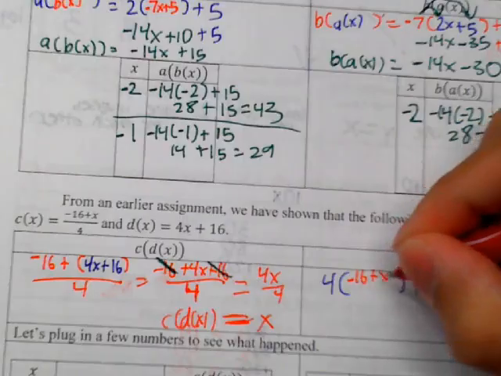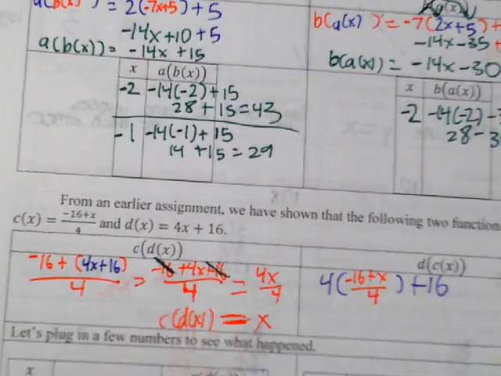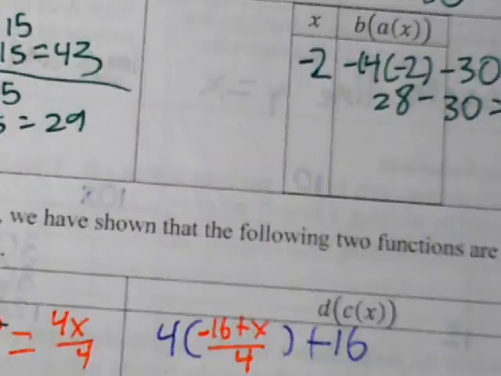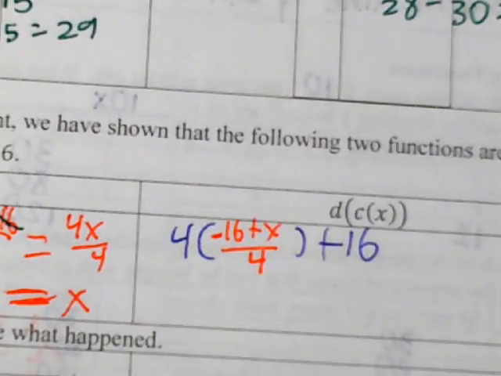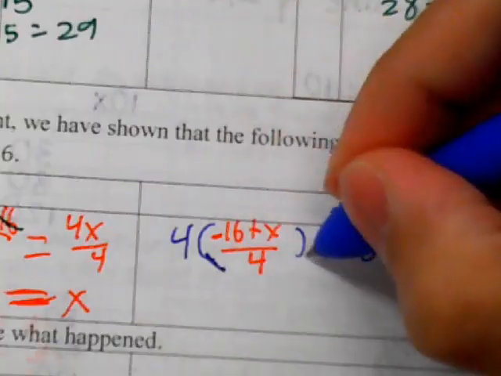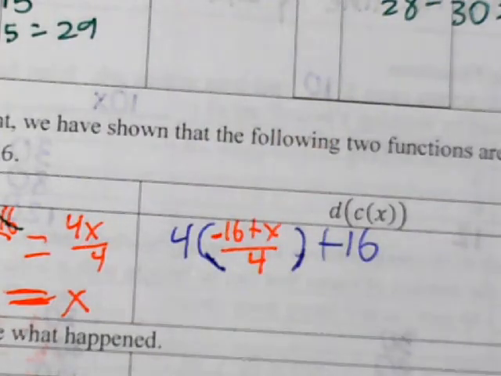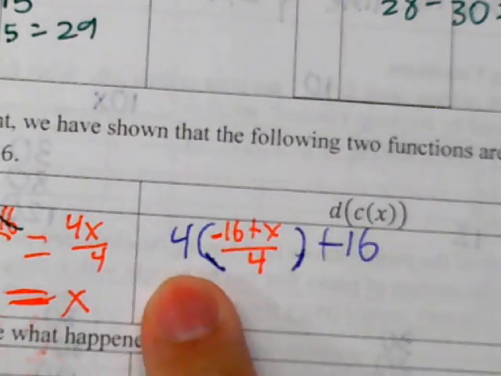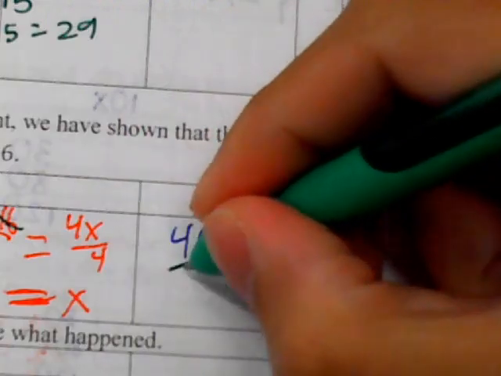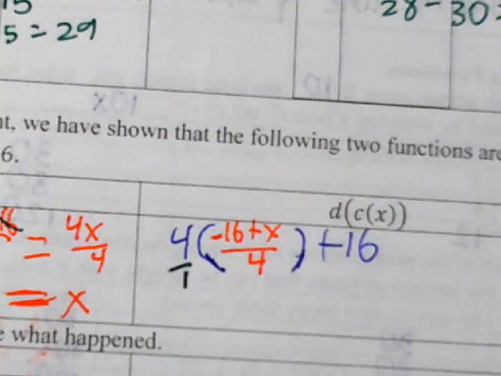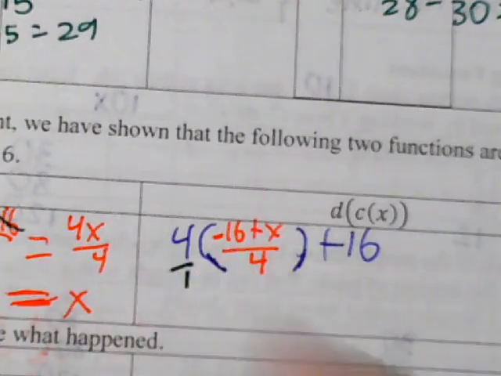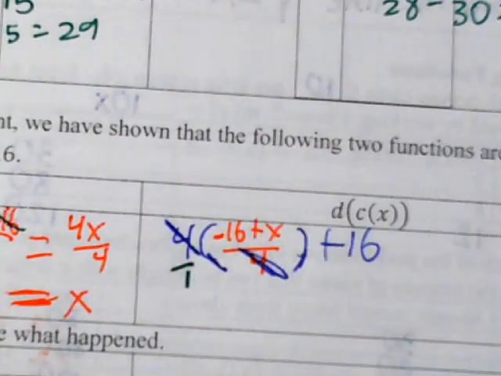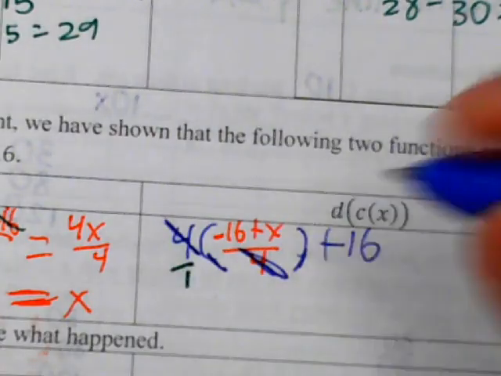Okay, so there's a couple different ways you can do this, but probably the most straightforward is if you turn the 4 on the outside into the fraction 4 over 1. Now, because these are multiplying, we can reduce the common factor of 4. Some of you may have heard this called cross-canceling. So you can reduce the 4s. So now you just have the negative 16 plus x from here, and then you still have the plus 16 at the end. Okay, but negative 16 plus 16 is 0. So that just leaves the x behind.